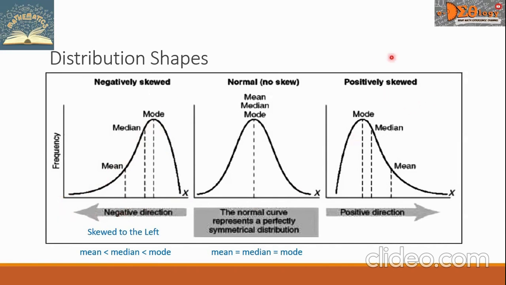Let's go now to the right side curve, and this is the positively skewed graph. This is the graph. In this graph, the mode is less than the median and the median is less than the mean. With respect to the tail of the graph, it is going to the positive direction. And we say also that this graph is skewed to the right.